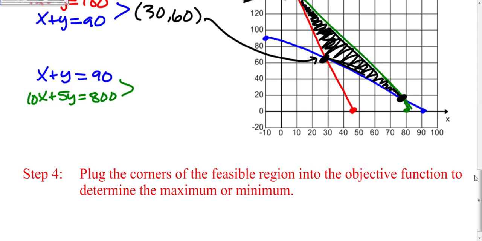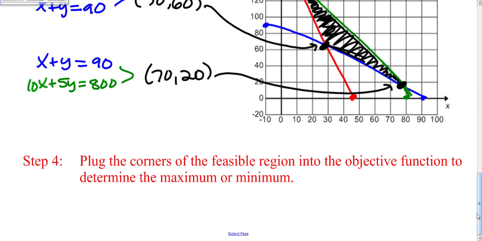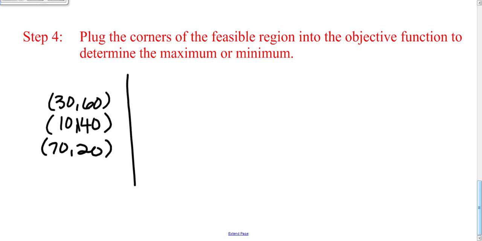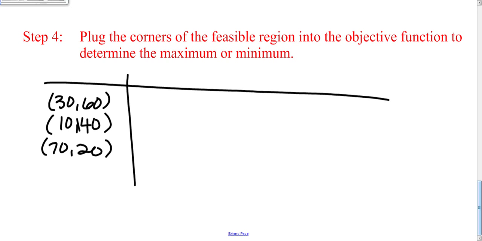Again, substitution, elimination, graph it on your calculator and figure it out that way. When you do that, you get the point 70, 20. Now it says to plug the corners of that into the objective function. So again, I'm just going to make a little table. My corners are at 30, 60, and 10, 140, and 70, 20. My objective function, if you remember, was 10x plus 5y.